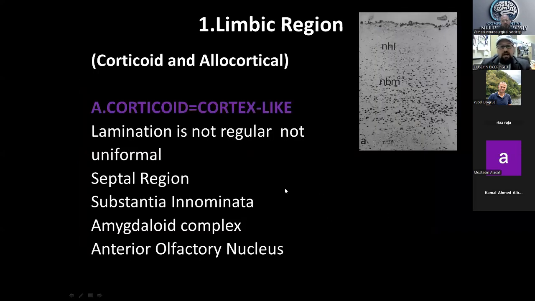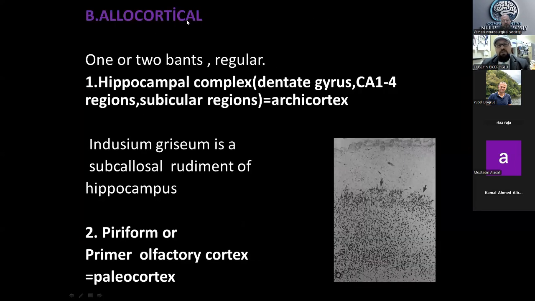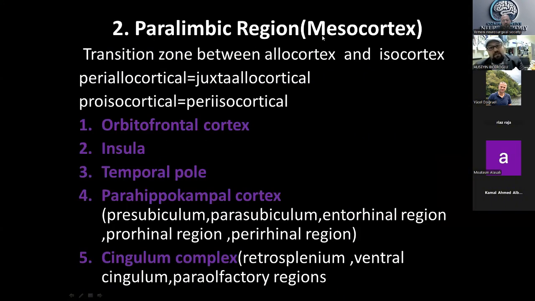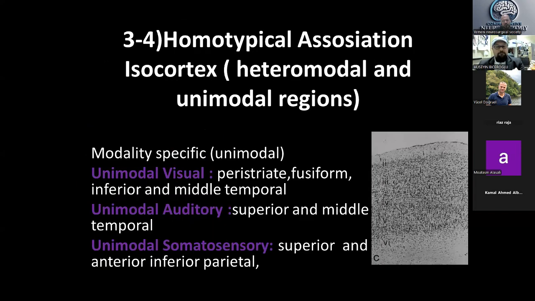Limbic areas are corticoid areas like the septal region, amygdaloid complex, or allocortical areas. These are deep old areas which are the hippocampal cortex and the piriform cortex. The paralimbic areas are mesocortex. These are transition zones of allocortical and isocortical areas: orbitofrontal cortex, insula, temporal pole, parahippocampal cortex, and cingulate cortex.